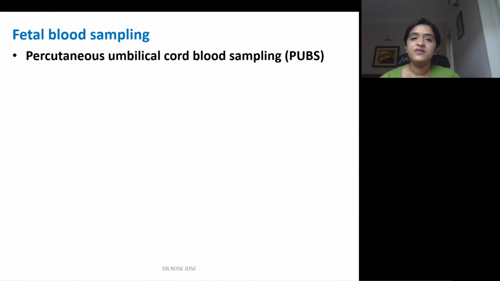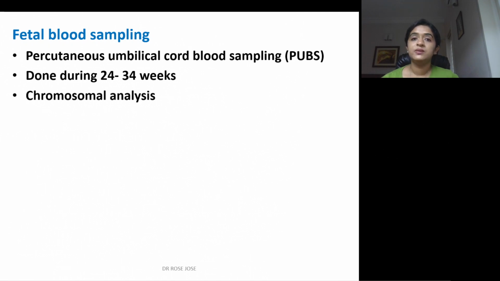The next one is fetal blood sampling. How will you do the fetal blood sampling? You are taking the blood from the umbilical cord, that is known as percutaneous umbilical cord blood sampling, PUBS. It is usually done during 24 to 34 weeks. Here we take the blood for chromosomal analysis.